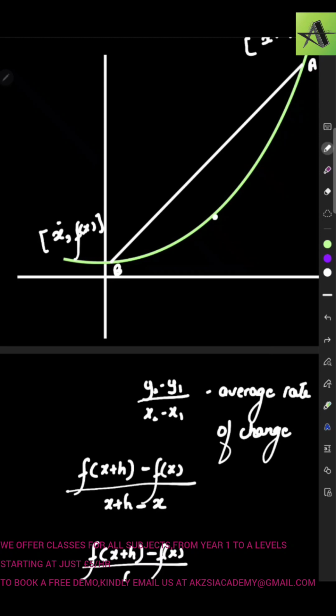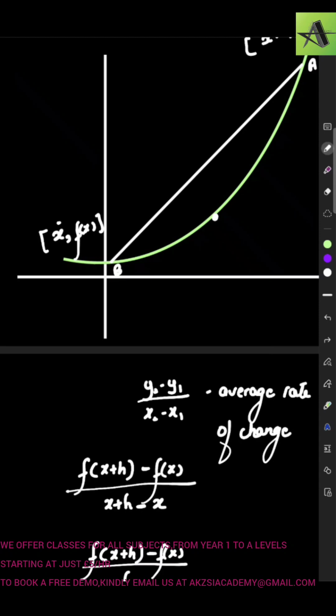If we make h 0, that means A and B will overlap on each other. And in that case, they will become a tangent. That means when A and B become one point like this, they become just a single point, and that single point will give us the slope at that particular point, the slope of that tangent. In this way, what we are actually doing is converting the chord into a tangent. And how is it? When 2 points become a single point.